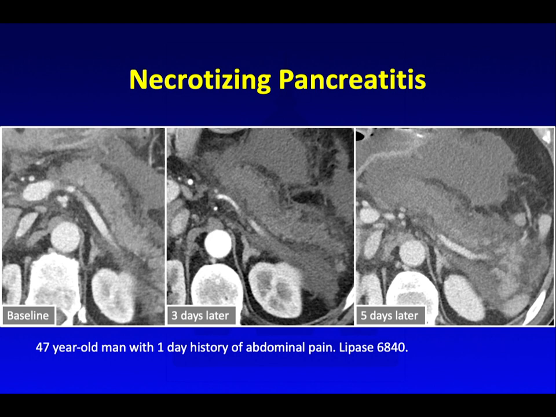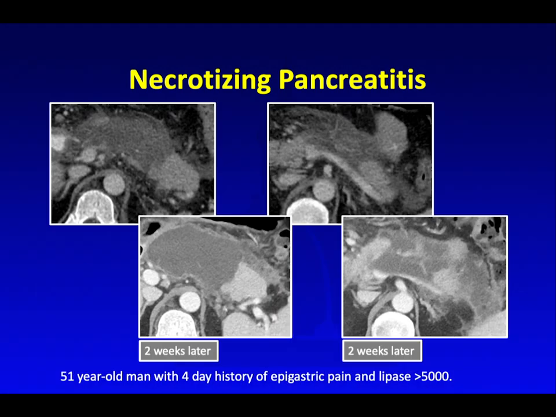Again, going back to the earlier point, if you scan the patients too early when they first come in with symptoms, those alterations of pancreatic perfusion may not have gone on for long enough to result in tissue necrosis, so we may underestimate the eventual extent of tissue necrosis. And this is another example of classic necrotizing pancreatitis, and as it goes on, you start to develop more of these collections, so if you just look at the baseline exam, you may underestimate the eventual extent of tissue necrosis.